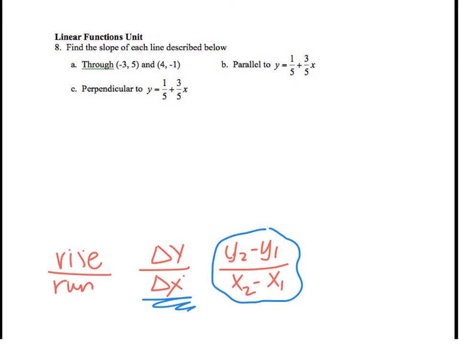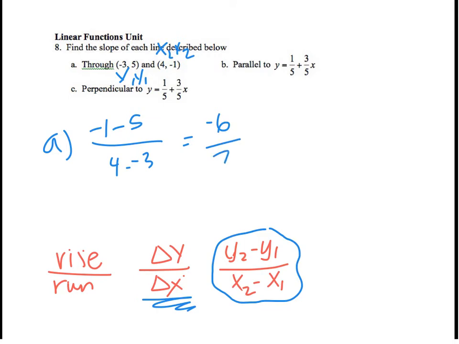So if I'm going to do it for A, I like to use the formula. So the first pair is my x1, y1, and my second one is x2, y2. So I'm going to have negative 1 minus 5 over 4 minus negative 3. And then I am going to simplify, so I end up with negative 6 over 7.